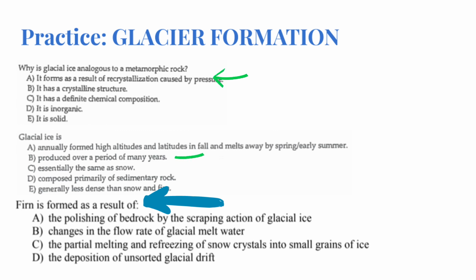So firn is formed as a result of, again, let's look at the answer choices: the polishing of bedrock by the scraping action of glacial ice, the changes in the flow rate. C says the partial melting. Okay, so the answer is C. Let's take a look. A says the polishing of bedrock by scraping action. This is not firn, since we know that the definition of firn is basically the form of snow after the process of forming into granular ice and before changing into glacial ice. So we know the answer is C, because C describes the partial melting and refreezing of snow crystals into small grains of ice. This is the definition of firn.